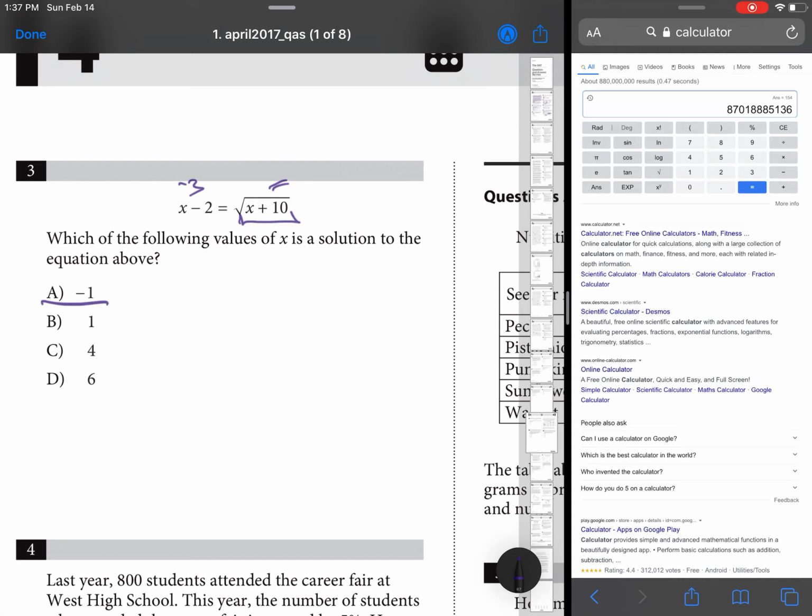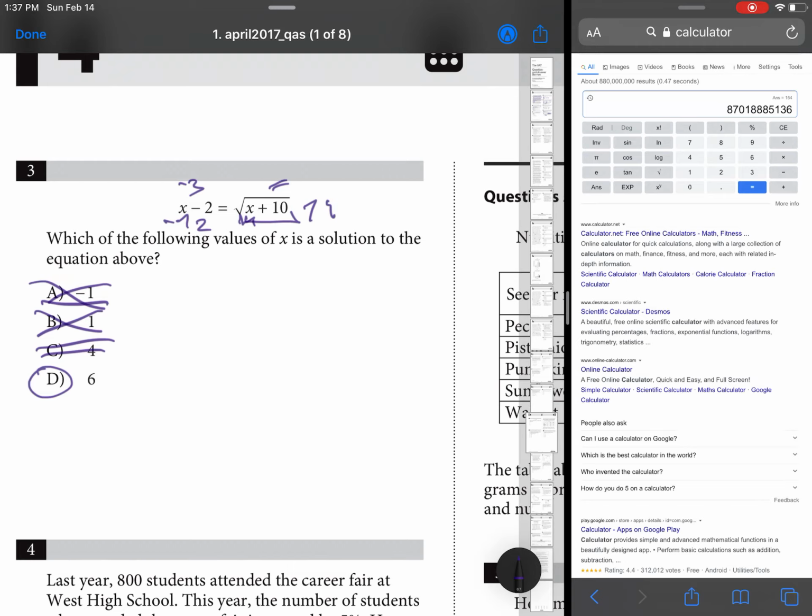Okay, so what if I put 1 in there? So 1 minus 2 is going to be -1. No, it's not going to work either. So I'm crossing out A and B. C, what if we put 4? 4 minus 2 equals 2. But if I put 4 in here, then 4 plus 10 is 14. Well, the square root of 14 is not going to be 2. So that's 3.7, 3.8, 3.6 at best. I'm not going to calculate exactly. So C is out. 6 is my only option simply because A, B, C are not going to work.